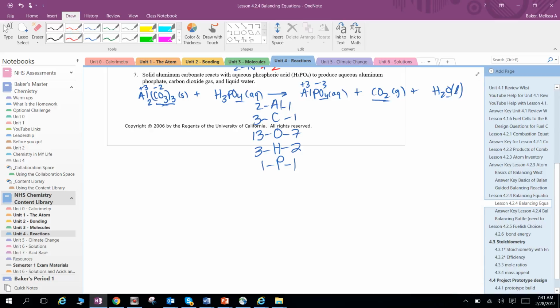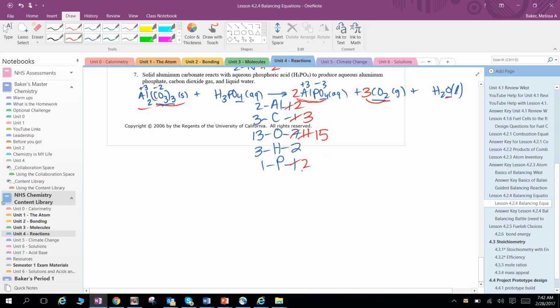Okay, where to begin? Let's start with our aluminums. I'm going to throw a 2 in front of my AlPO4, which changes my P's to 2. Now I've got 8 oxygens, 2 times 4, plus another 2, plus that 1 on the end, that's 11 oxygens. Then I'm going to take a look at my carbons. So I've got 3 on the left, that means I need a 3 in front of my CO2. That changes my oxygens again. 8 plus 6 is 14, plus 1 more is 15.